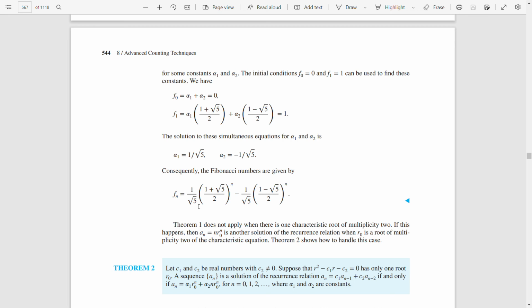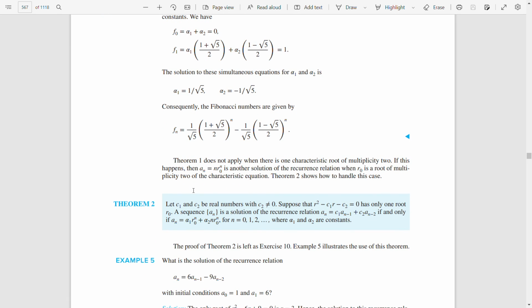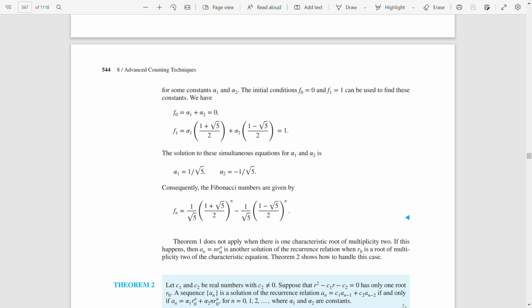So the final formula I have reduced to this one, and you may also remember that we are rounding this term. Because of this negligible part there are some decimal places, so we just round off the result to get the exact Fibonacci number.